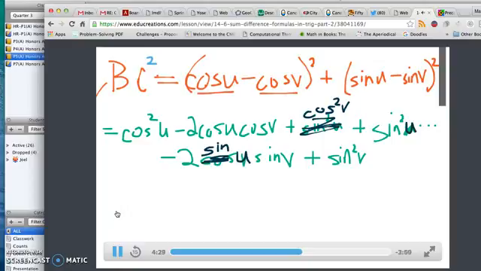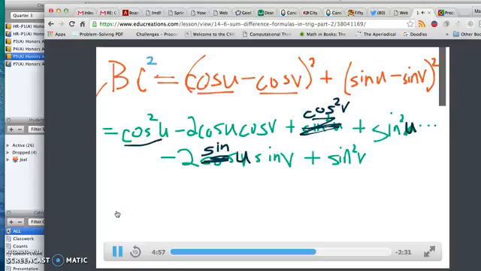So cos squared u minus 2 cos u cos v plus cos squared v plus, so that's this part, then plus sine squared u minus 2 sine u sine v plus sine squared v. Okay. For the next step, you're going to use the identity that for any u, v, anything, theta, cos squared theta plus sine squared theta equals 1.